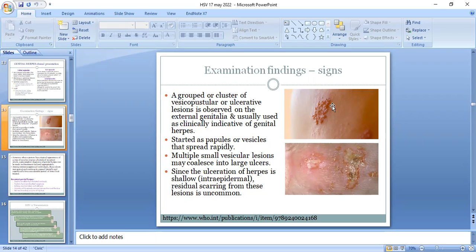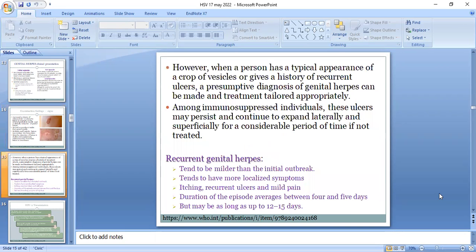These are the initial stages when the blisters are present, and these are the late presentations when there is scarring and crusting. When a person has a typical appearance of a crop of vesicles or gives a history of recurrent ulcers, a presumptive diagnosis of genital herpes can be made and treatment tailored appropriately. Among immunosuppressed individuals, these ulcers may persist and continue to expand laterally and superficially for a considerable period of time if not treated. Now, the recurrent genital herpes.